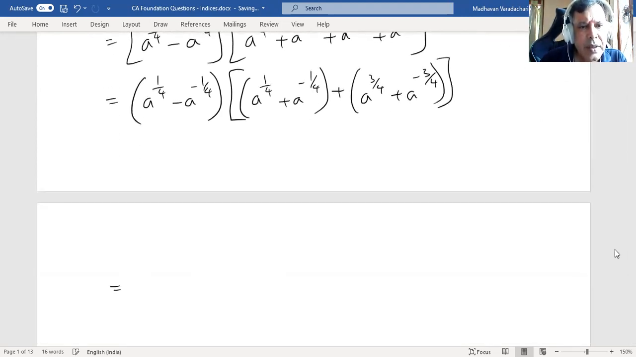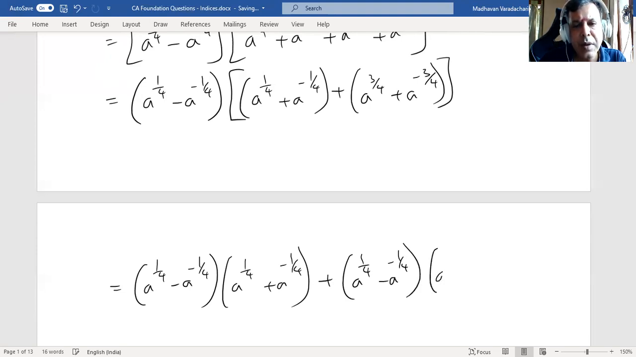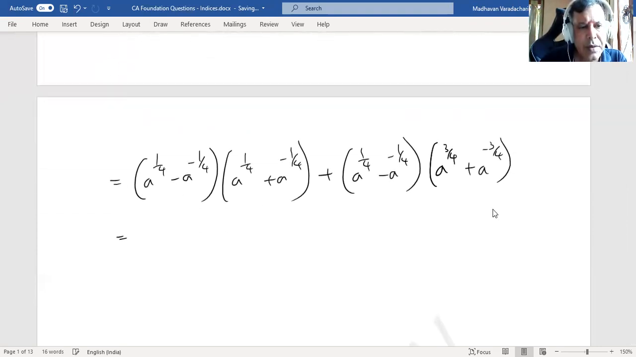So this first one will become (a power 1 by 4 minus a power minus 1 by 4) times (a power 1 by 4 plus a power minus 1 by 4), plus (a power 1 by 4 minus a power minus 1 by 4) times (a power 3 by 4 plus a power minus 3 by 4). So this into this and then this into this. That's what I did. So the first term is like (a minus b) into (a plus b). So it is a square minus b square.